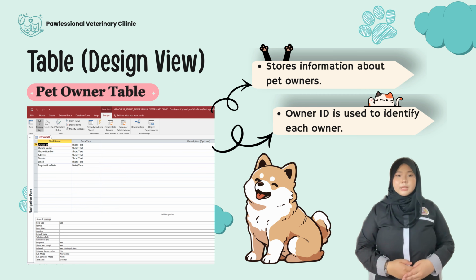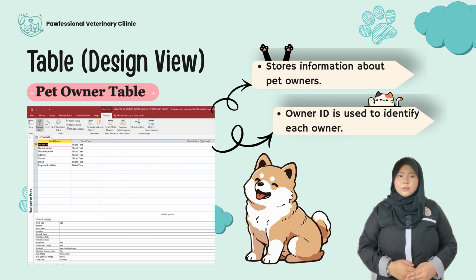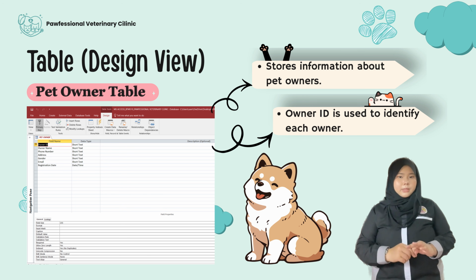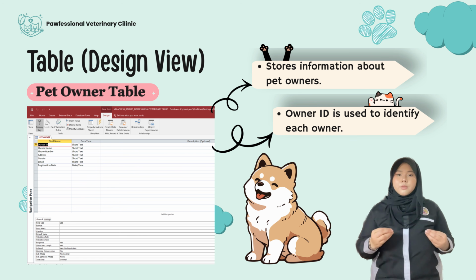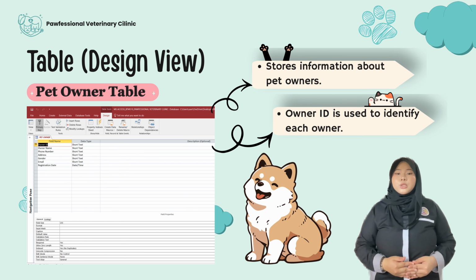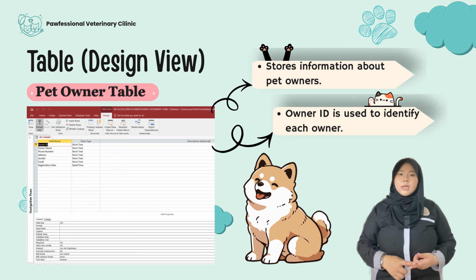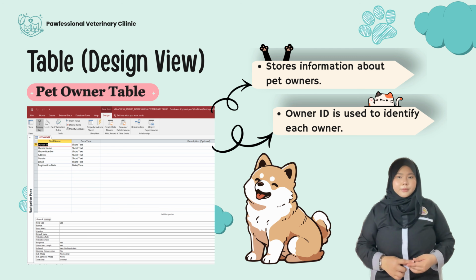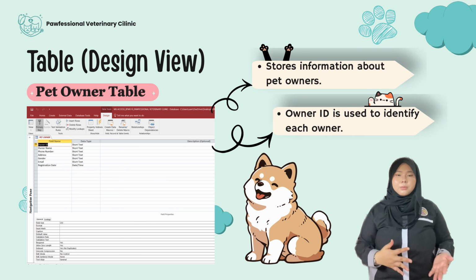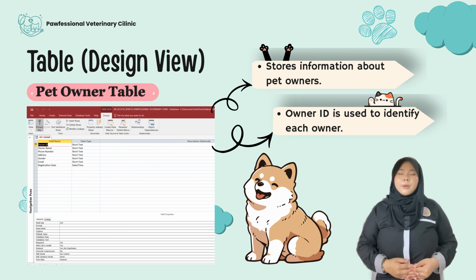Next, I will explain the recommendation to overcome their problems through the use of tables in Microsoft Access. The database for Pawfessional Veterinary Clinic uses two main tables, which are the pet owner table and the pet treatment table. These tables help the clinic store information in a more organized and systematic way. This makes it easier to manage records, reduce duplicate data, and find information quickly when needed. As a result, the clinic can avoid many of the problems caused by the manual system.